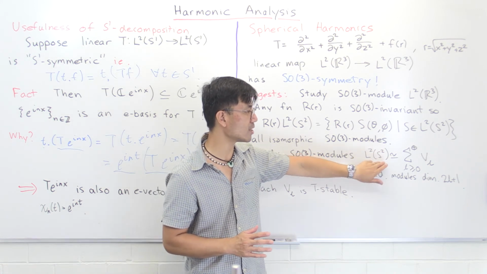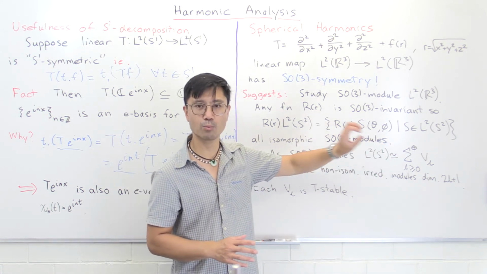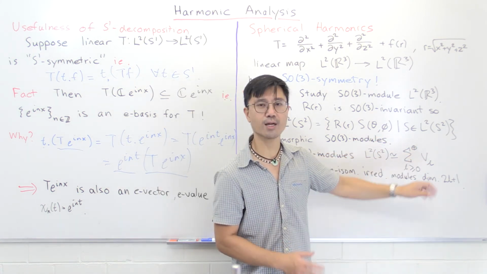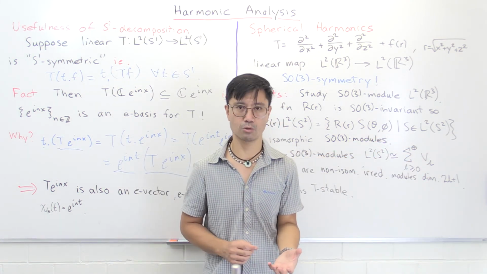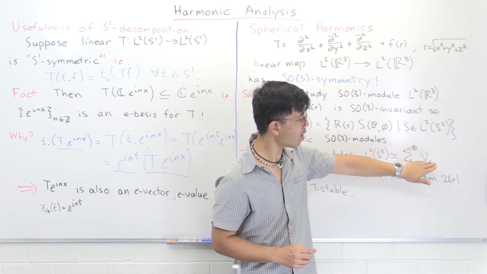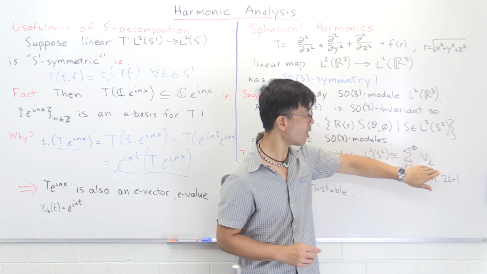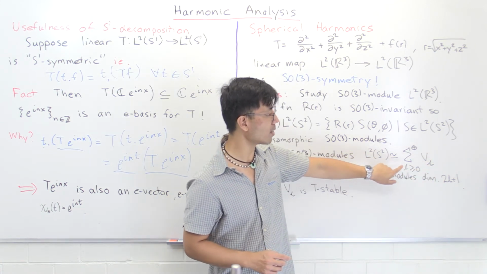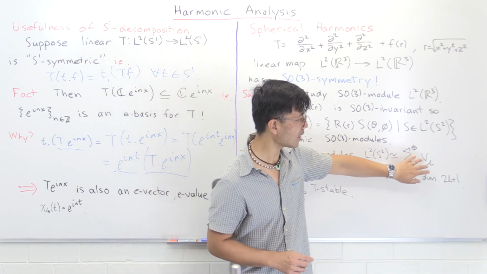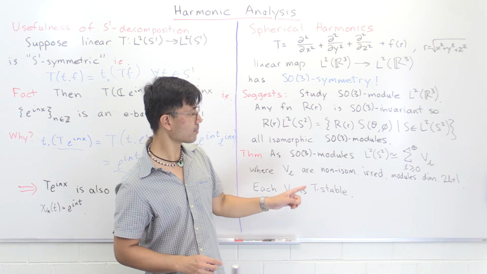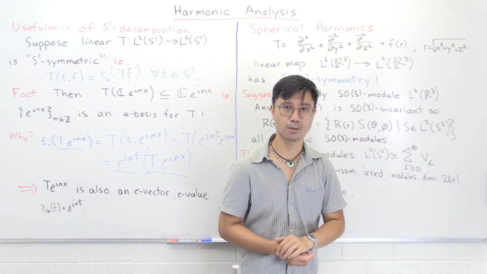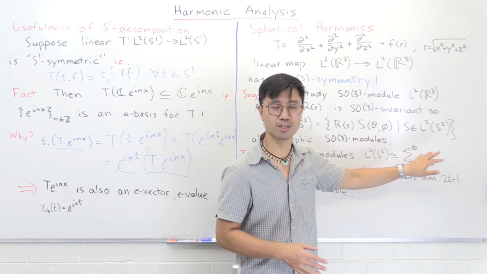Okay, so what is L2 S2? It is an SO3 module, but when you decompose it, you can't write it as a direct sum of one-dimensional modules. In fact, what you have here is a direct sum of SO3 modules, often denoted V_L, and there's one L for every non-negative integer. And this V_L is actually going to be irreducible of dimension 2L plus 1. And you can write out quite specifically what these are.